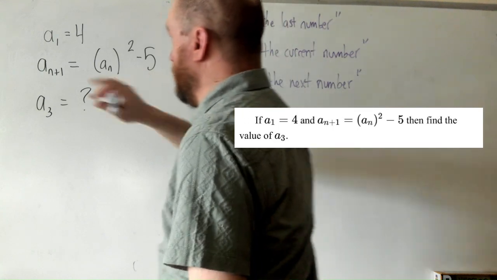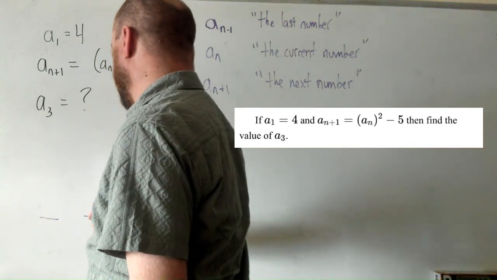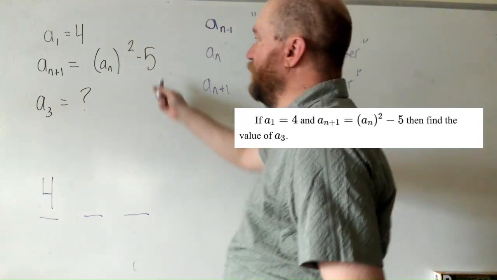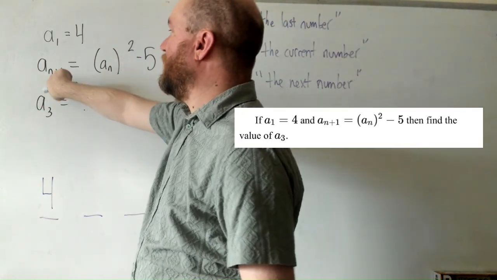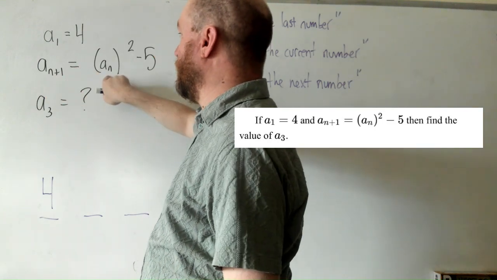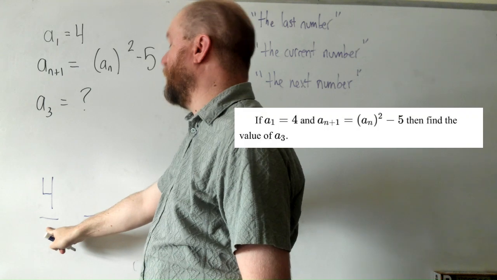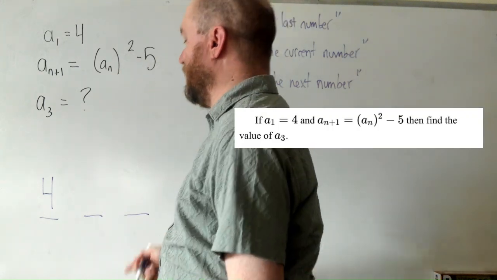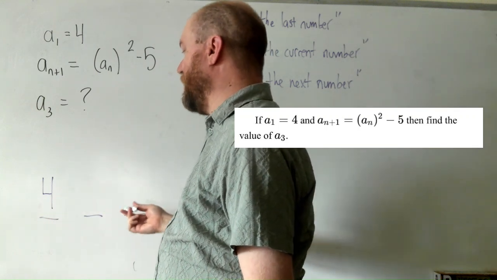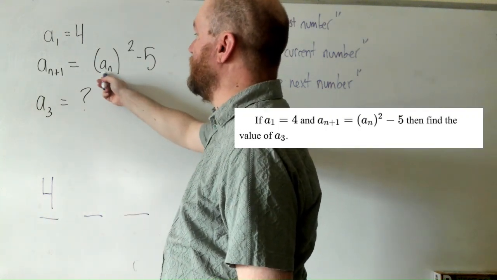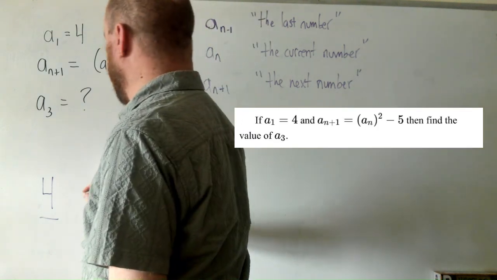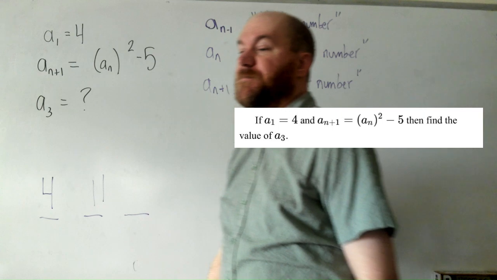So I'm just going to break this down into words and try to calculate it just by using these words. We have to do 3 numbers. The first number is 4. Breaking this down into words, it says the next number is equal to the current number squared minus 5. So basically this pattern is the last number we just wrote, squared minus 5. So 4 squared is 16. 16 minus 5 is 11.